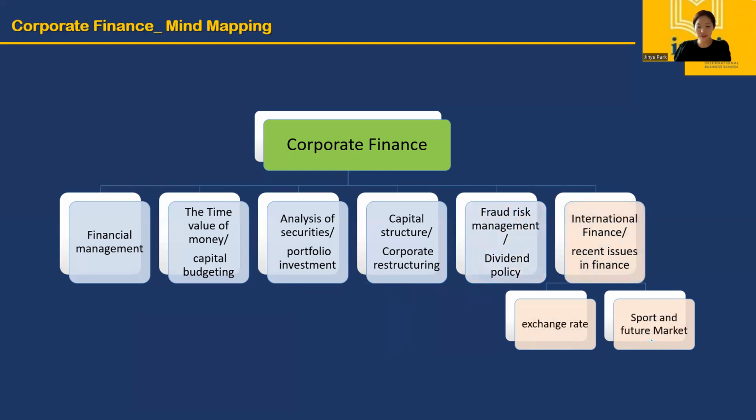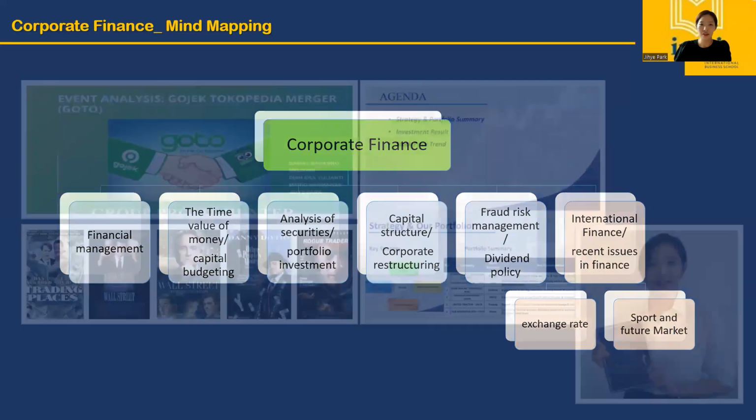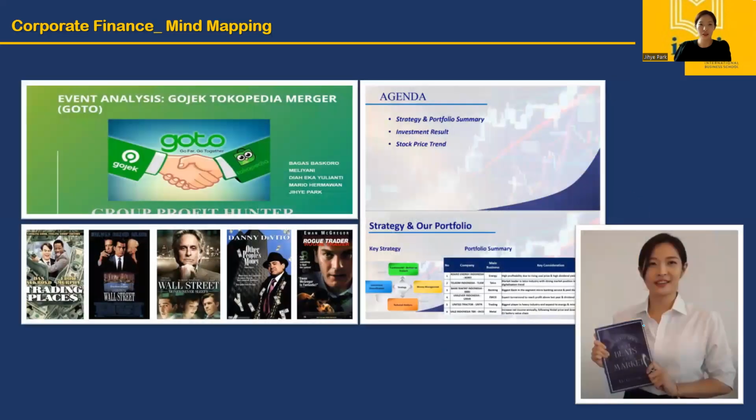The last chapter is international finance and recent issues in finance. We learned about international finance and issues in finance like the Basel crisis and the subprime market crisis in exchange rate topics. We learned about supply and demand between foreign and domestic currency and what factors affect them, and about spot and futures markets. Other than these 6 chapters, we also did a lot of interesting group activities.